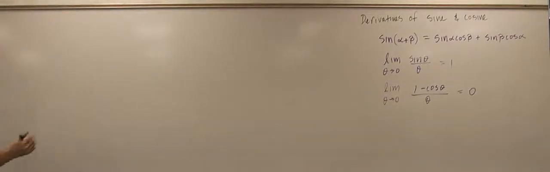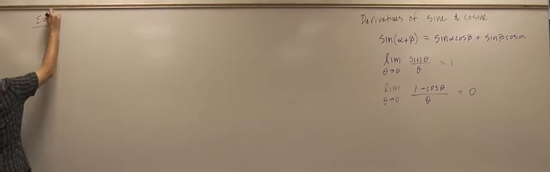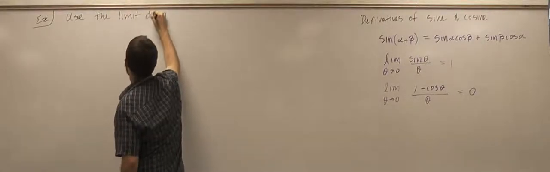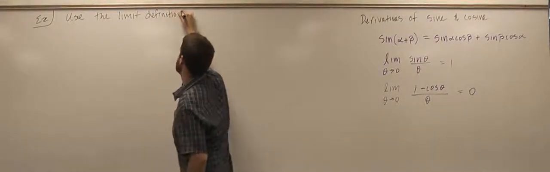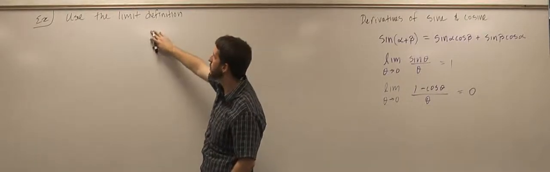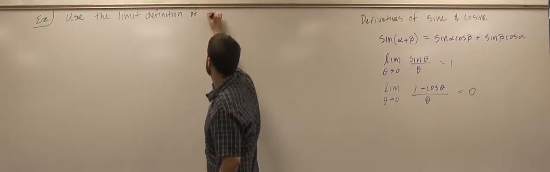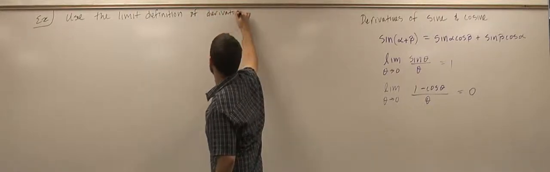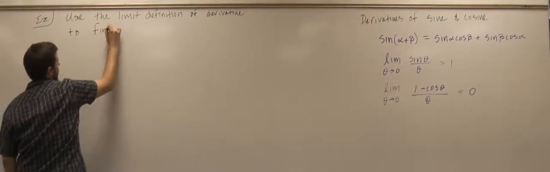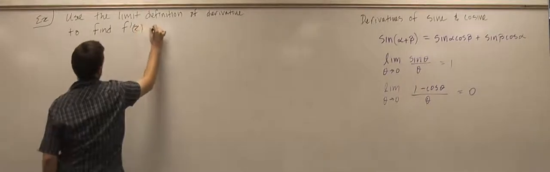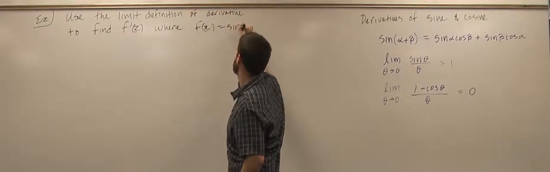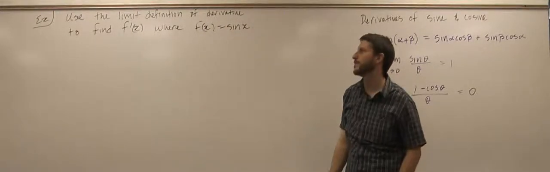Okay. So I want to use the definition of derivative. Be watching for that on instructions. If I say use the limit definition, you're going to do some delta x going to 0. Use the limit definition of derivative to find f prime of x, where f of x is equal to sine x. So we're going to find the derivative.